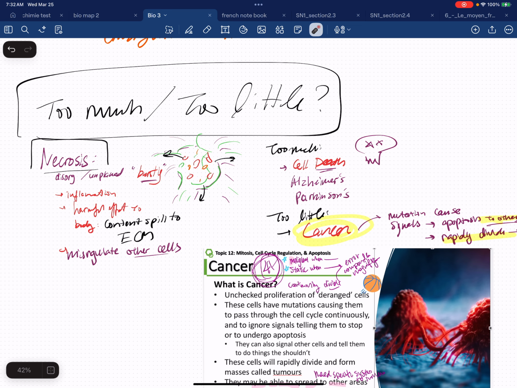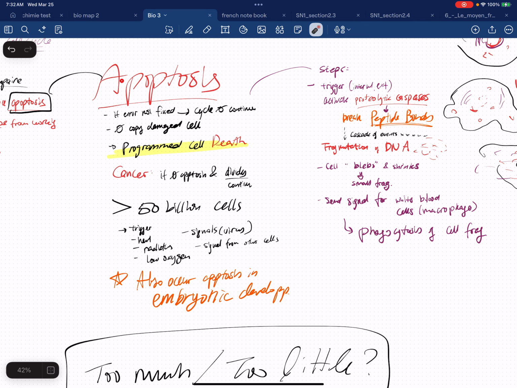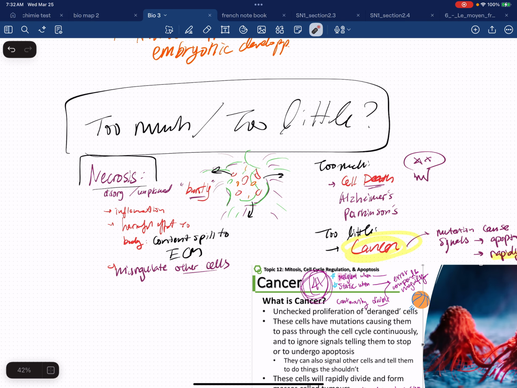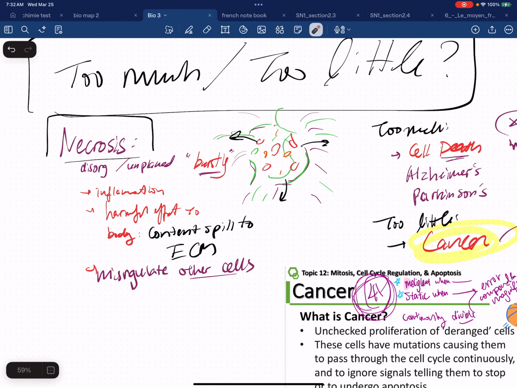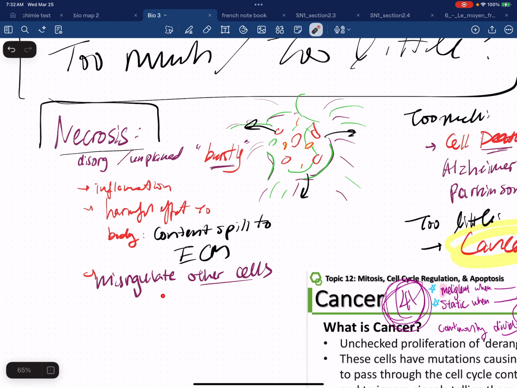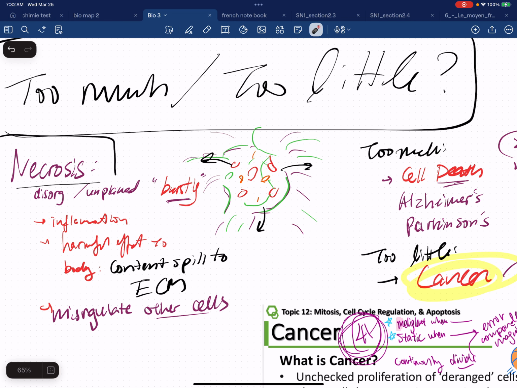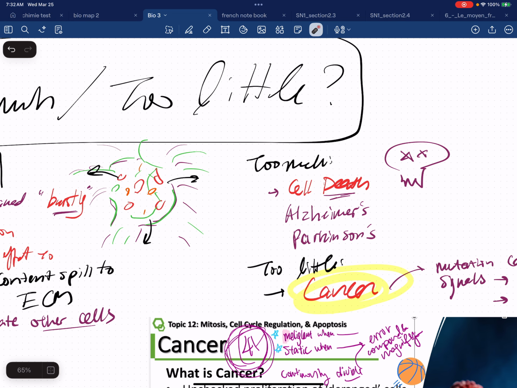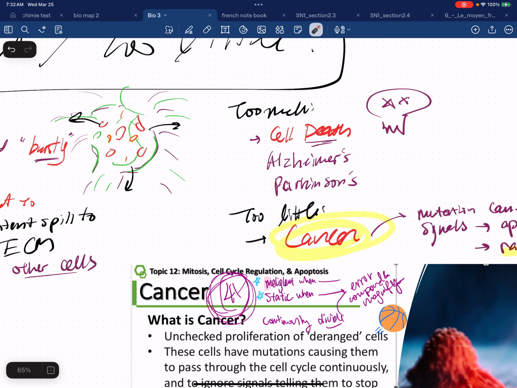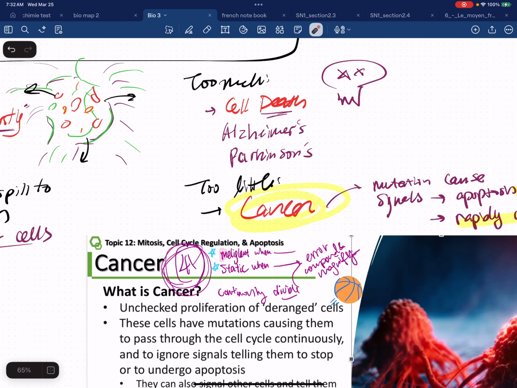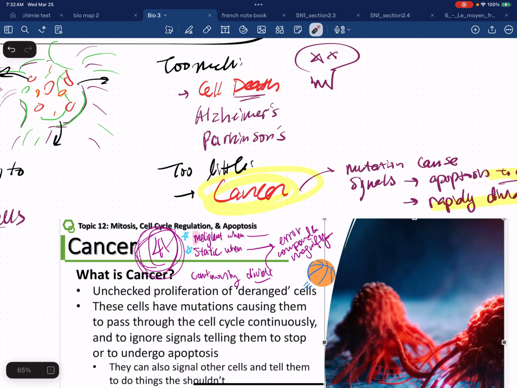So apoptosis is the normal healthy way of dying because the cell is programmed to die, whereas necrosis is a disorganized, unplanned bursting of the cells. It's a sudden inflammation that could cause harm to the body, as the contents are spilled into the ECM, misregulating and harming other cells. That's necrosis. It is a disorganized, unplanned bursting. So, like I said, with apoptosis, too much will be Alzheimer's and death of the cells, and too little is cancer.